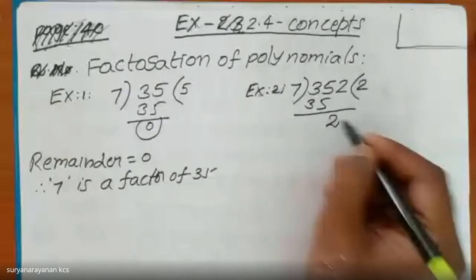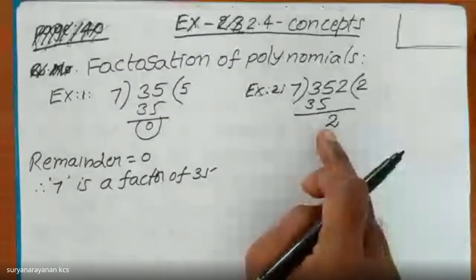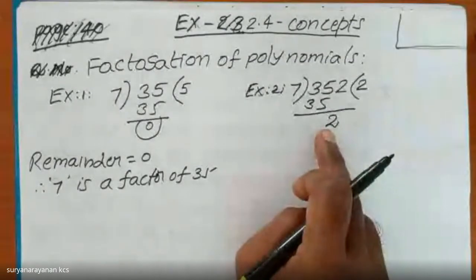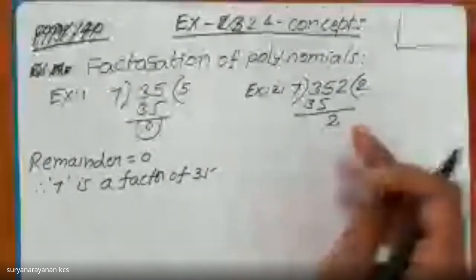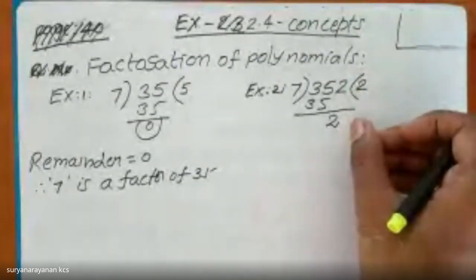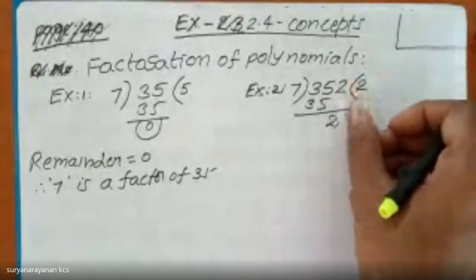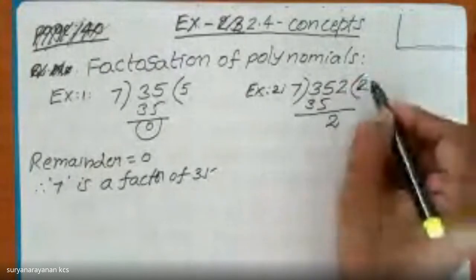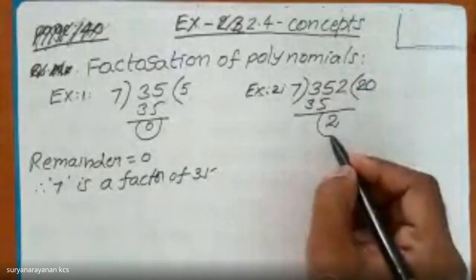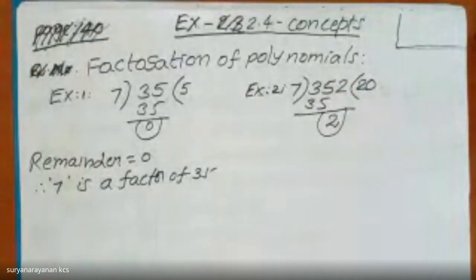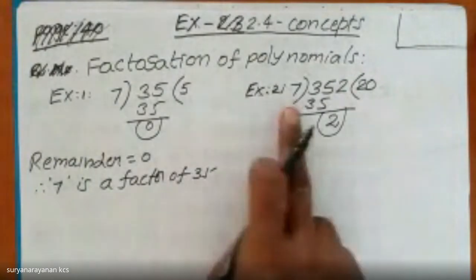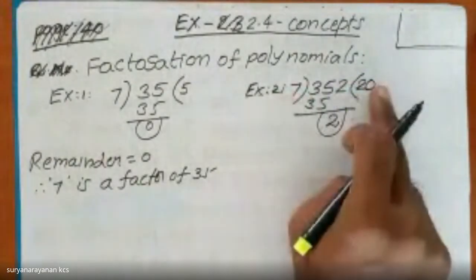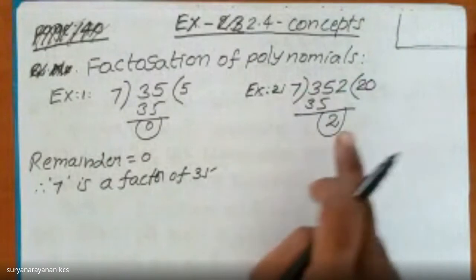We have to carry down this number 2. But here we cannot divide this number by 7 because this is a smaller number, and moreover there is no other digit to bring down. So here we keep 0 and we take this number as remainder. So 7 goes 50 times, and then we get a remainder 2.